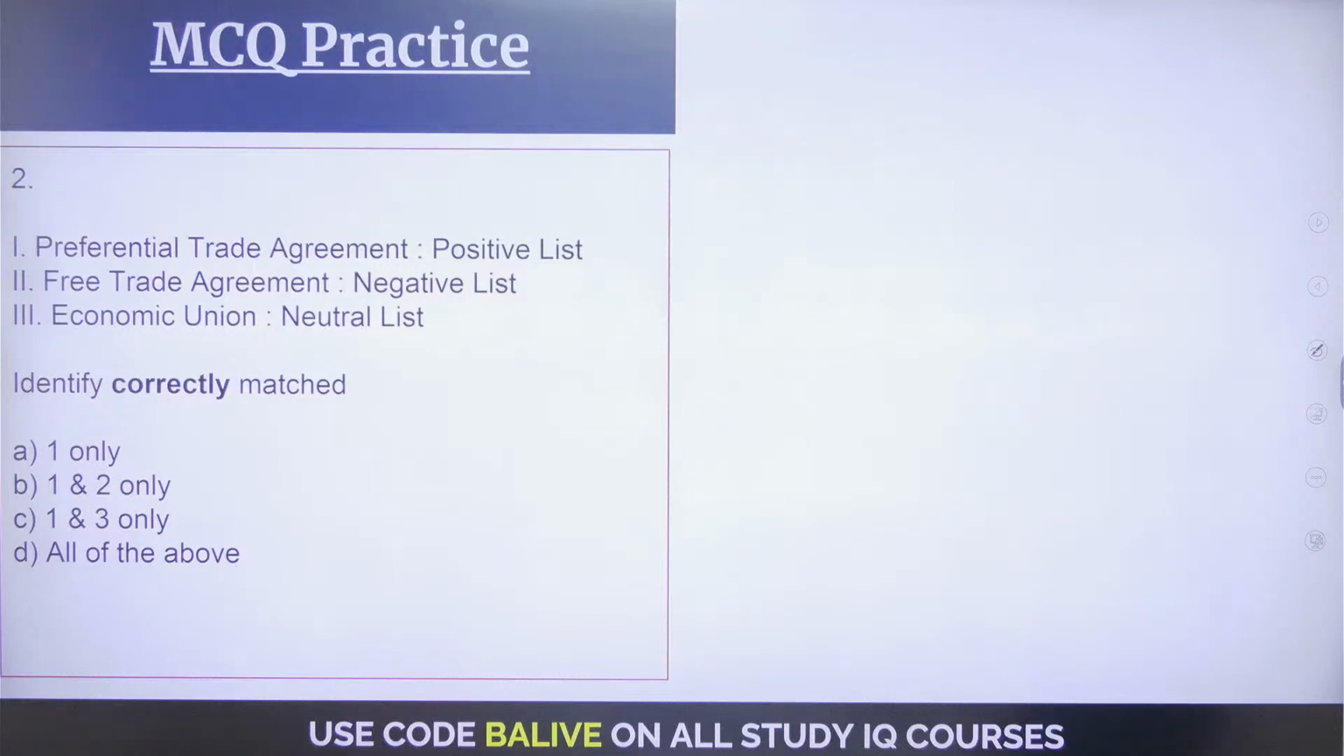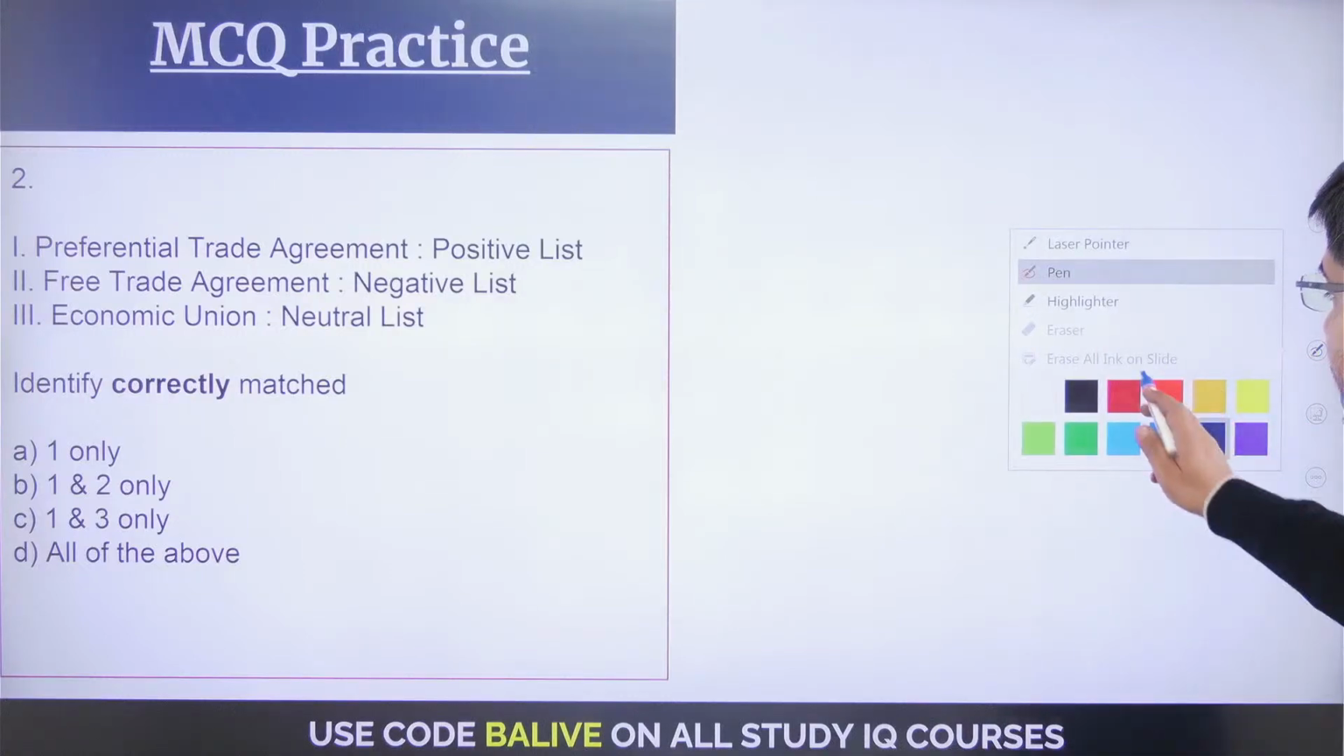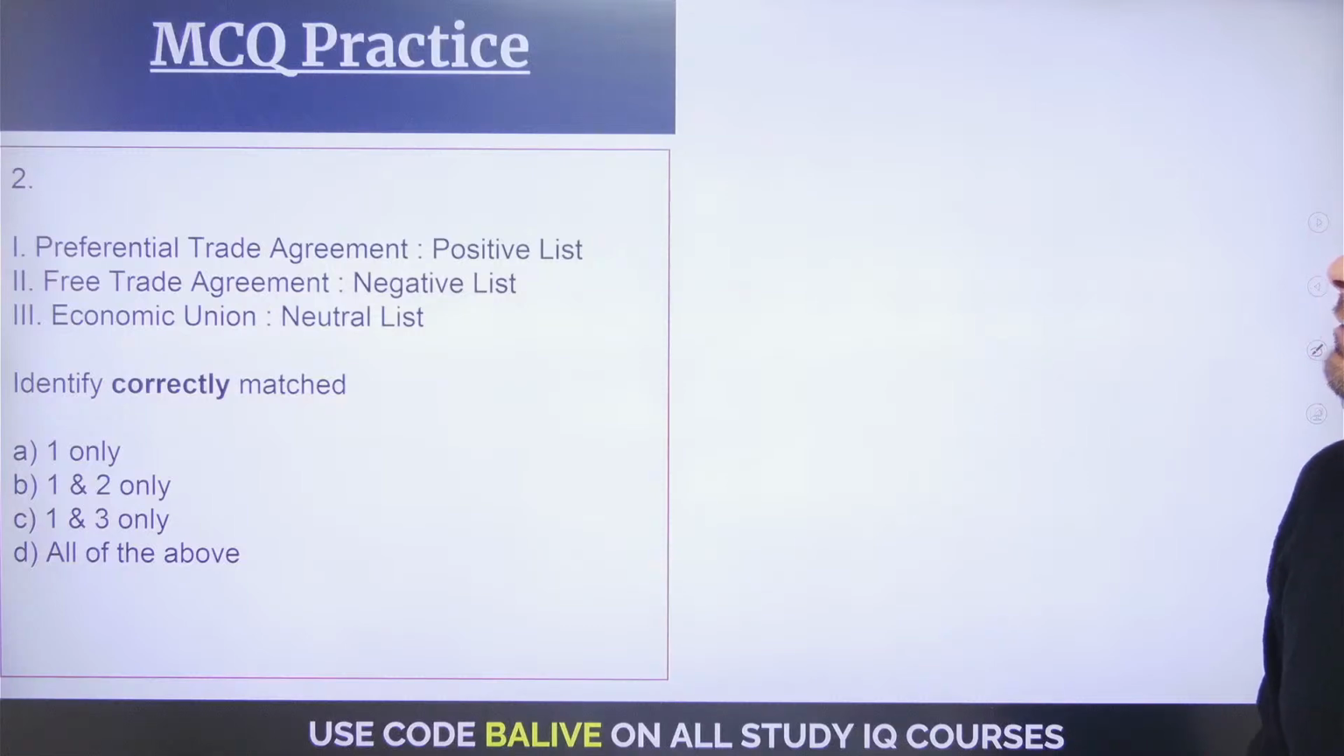Okay, now tell me the answer quickly. Preferential trade agreement, positive list. Free trade agreement, negative list. Economic union, neutral list. Identify the correctly matched one for me. Let me know your answers in the comment box, my friends.